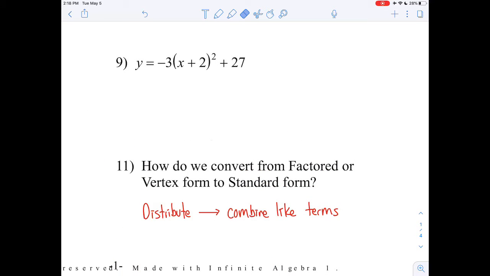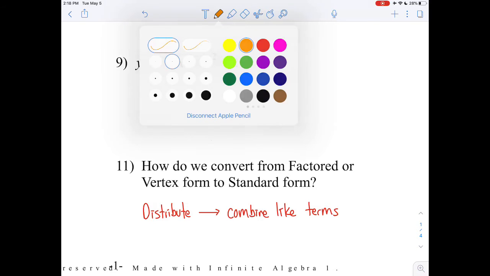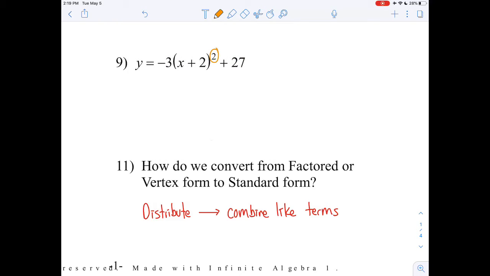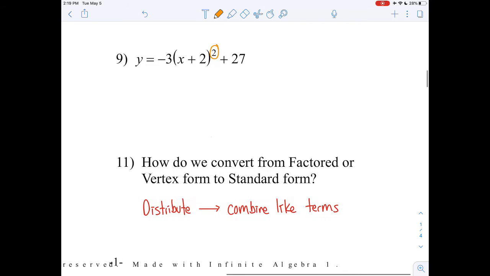This is an example of converting from vertex to standard form. You can also think of it in factored form. It's just going to be a similar process. Really, the first thing I want to think about is getting rid of this squared. And really, x plus 2 squared represents x plus 2 times x plus 2. It is not just x plus 2 plus 4, or x squared plus 4.